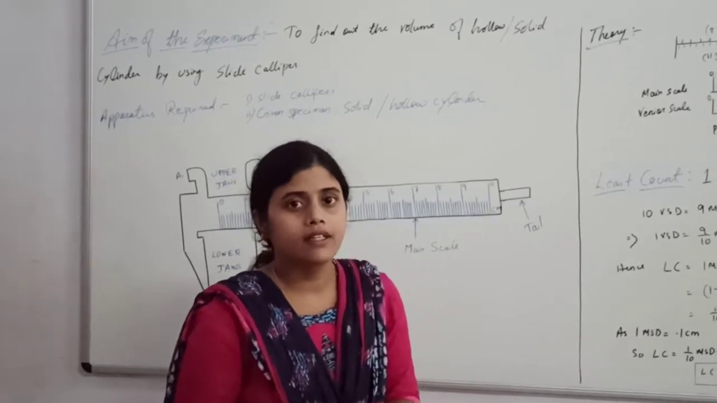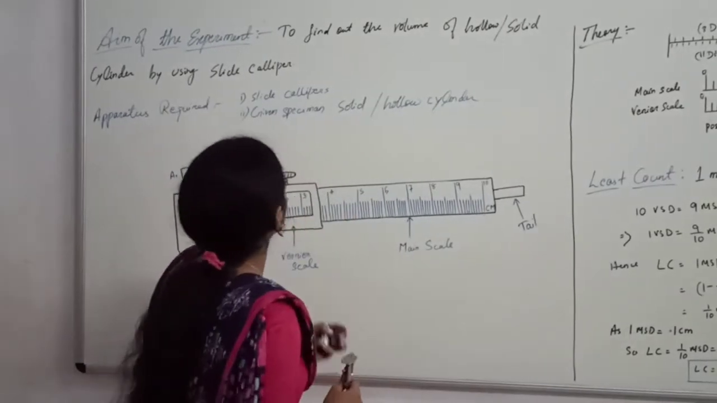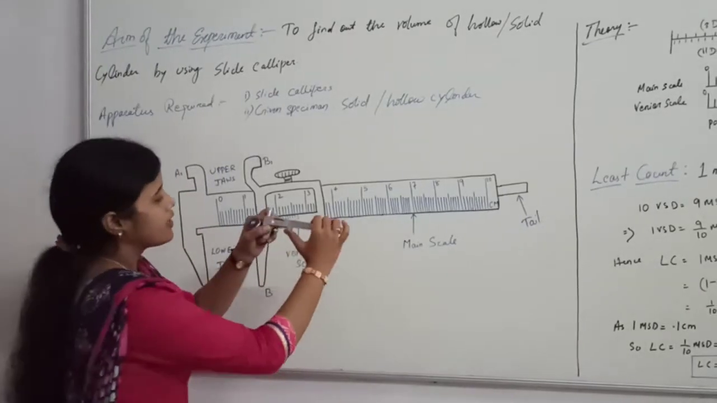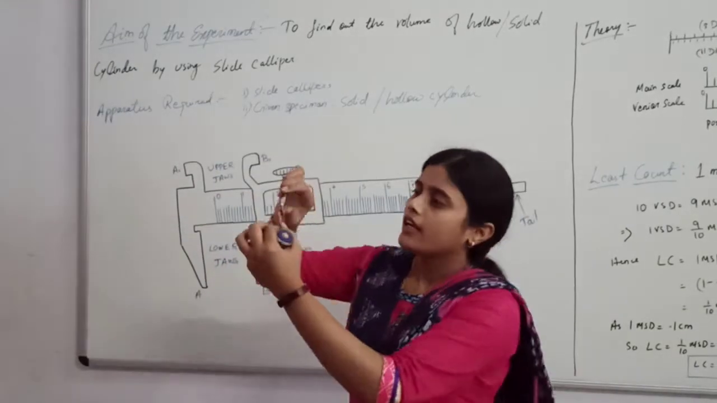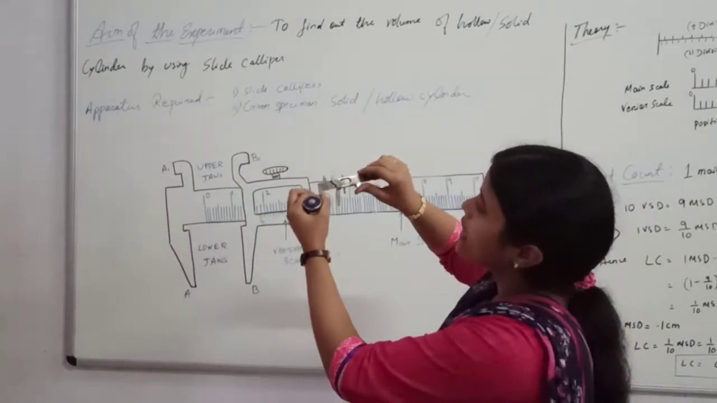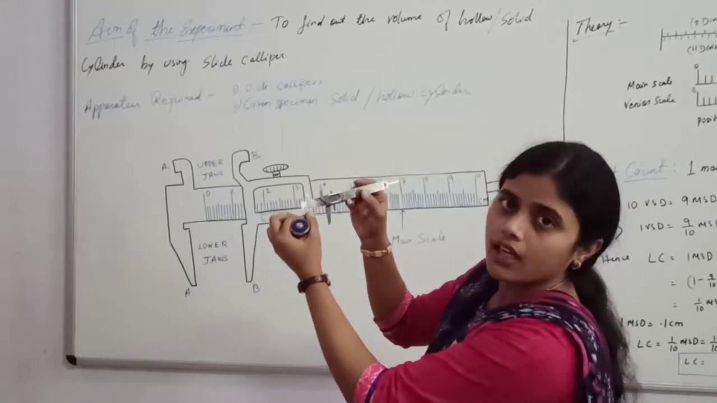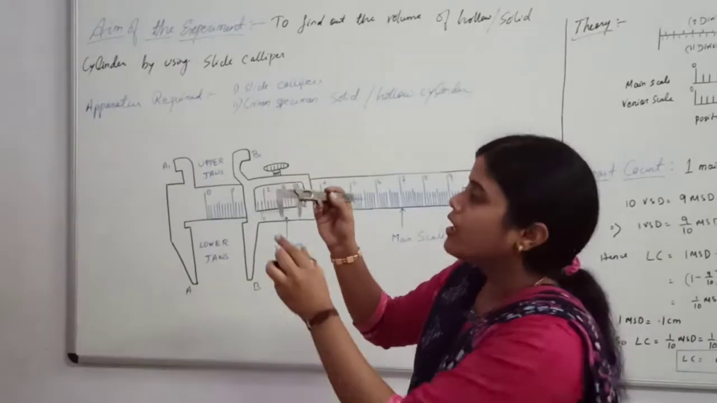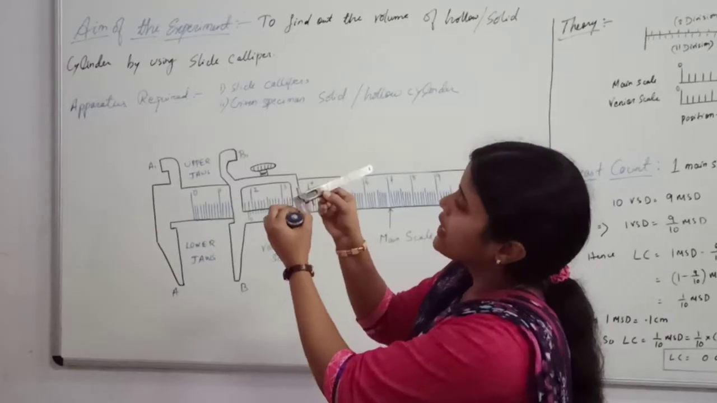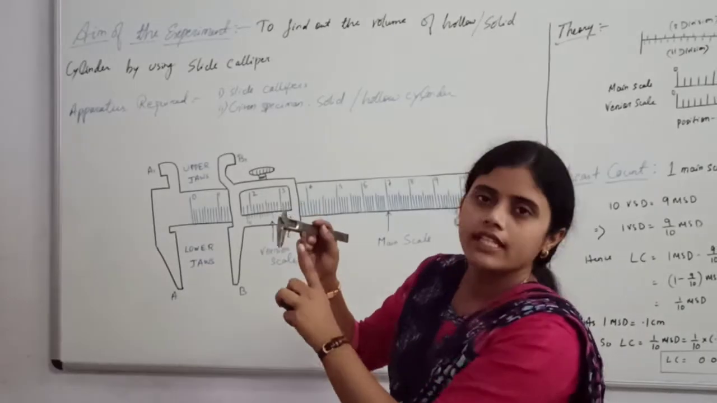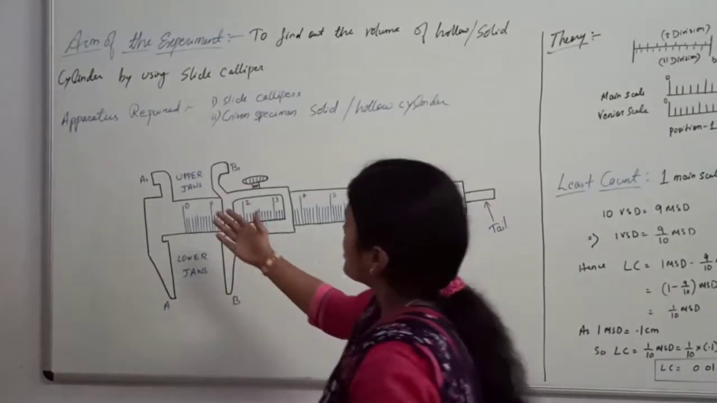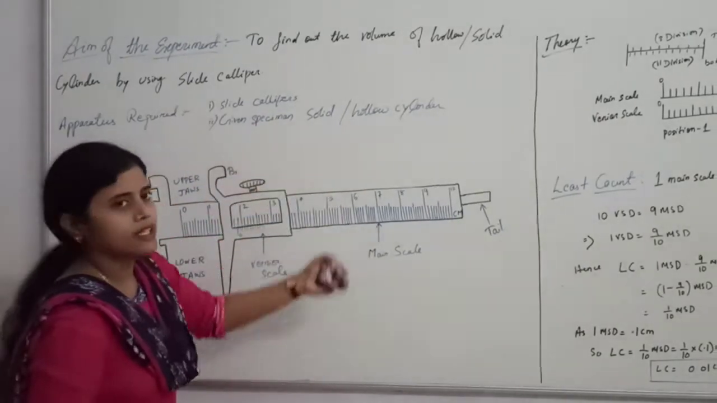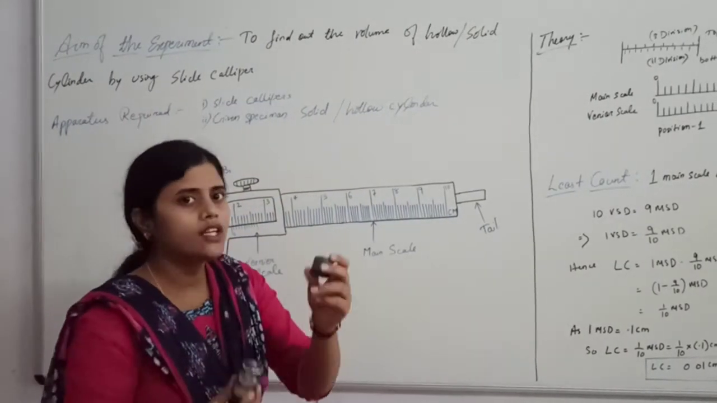I want to tell you why this is called a slide caliper, because you see in this scale a small sliding scale is there above this main scale. I will tell you each and every part of the scale. For the time being, you just know why the name is slide caliper, because a small scale is sliding above it. That's why we call it a slide caliper. The apparatus we need is only the slide caliper and your given specimen. Here our given specimen is the solid or the hollow cylinder.